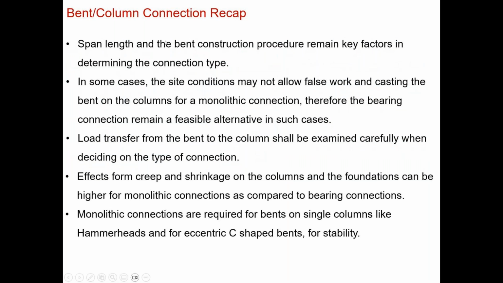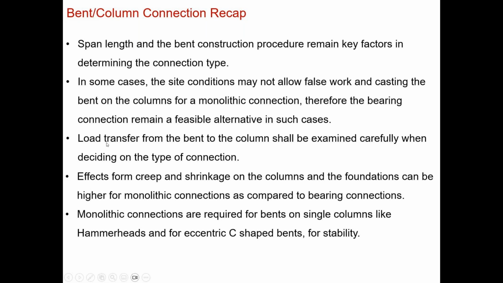So to recap the beam column connection topic, here are some takeaways. The span length and the bent construction procedure are key factors when determining the connection type between the cap and the column. Also, the site conditions play a role. If the site condition does not allow using falsework or shoring towers because of a railroad in operation, a roadway, or any safety considerations, then casting the bent in air or on the columns becomes very difficult for a monolithic connection, and therefore the bearing connection remains a feasible alternative in this situation.